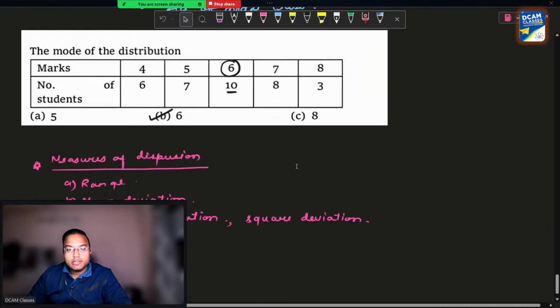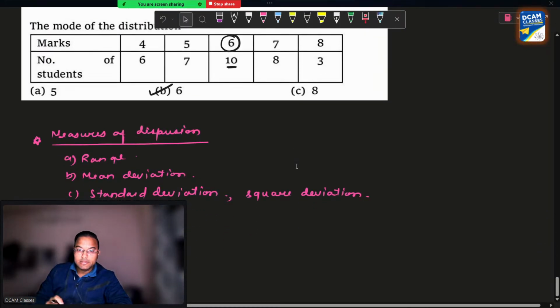In the last class, acha. Today we have to do measure of dispersion, na?